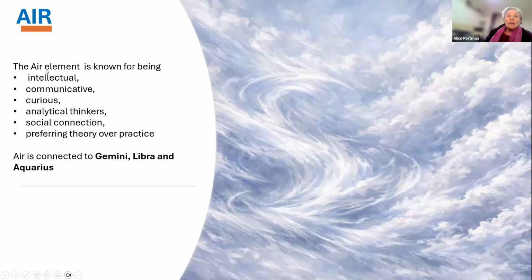Air, also, which I've got a lot of, is known for being intellectual, communicative, curious, analytical thinkers. Social connections are always very important for air. And they're very theoretical. You have to bring them down to earth with their theories quite often. And they're connected to Gemini, Libra and Aquarius.